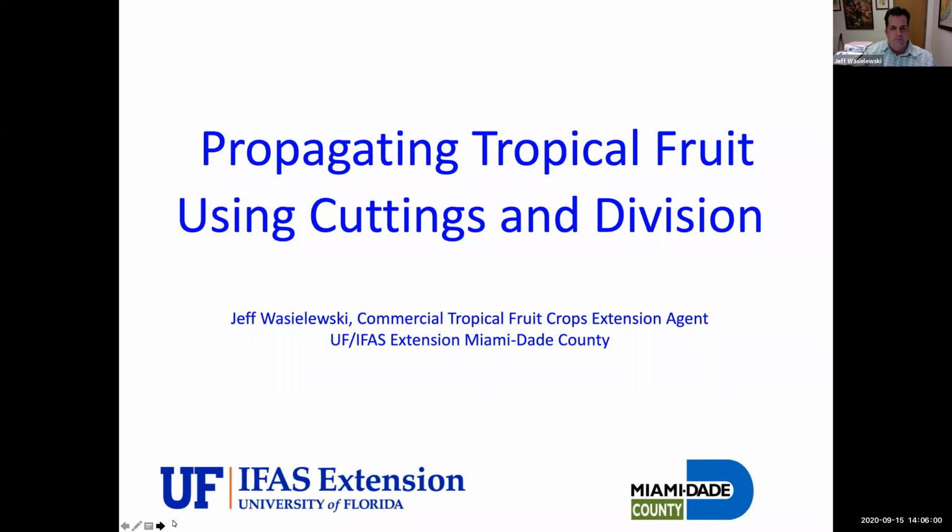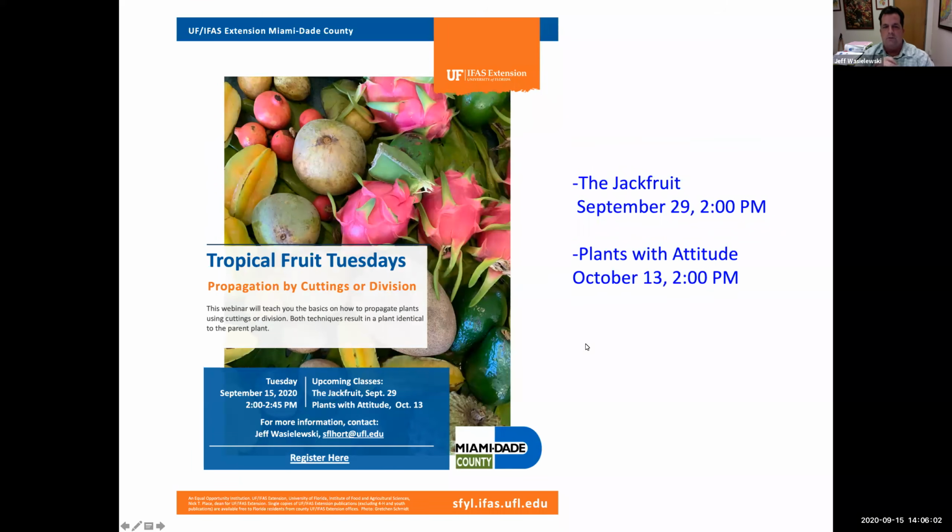So let's get started. Welcome to Tropical Fruit Tuesdays, propagation by cuttings and division. We have these every other Tuesday until I run out of information, which is probably going to be pretty soon. I've done quite a few of these, so I'm getting a little dry. But on September 29th, we're going to do jackfruit. And October 13th, we're going to do plants with attitude. And what that is, is plants that have some sort of issue that we need to deal with.